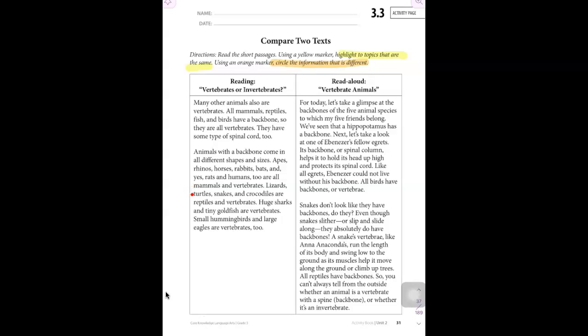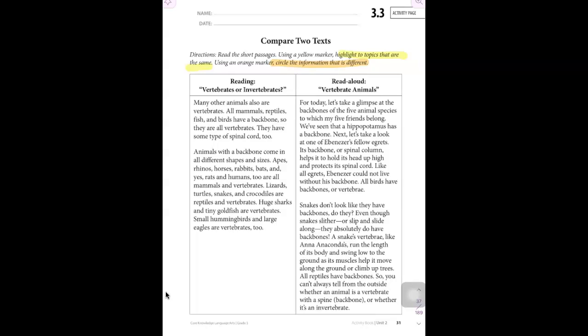Lizards, turtles, snakes, and crocodiles are reptiles and vertebrates. Huge sharks and tiny goldfish are vertebrates. Small hummingbirds and large eagles are vertebrates too. Now, I'm going to read the read aloud portion to you, and what I want you to listen for is some of the same ideas. We're not looking for exactly the same sentences. We're looking for the same ideas or different ideas.